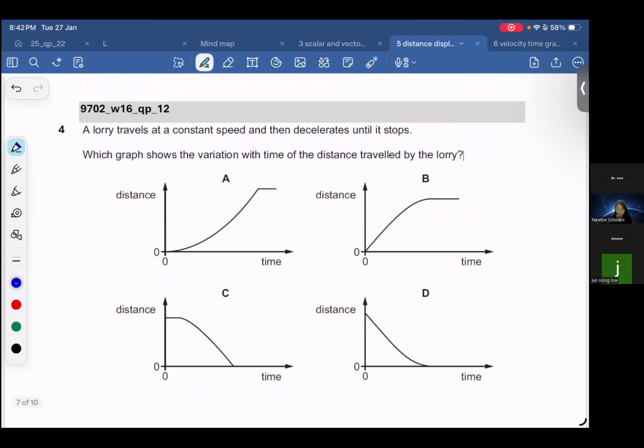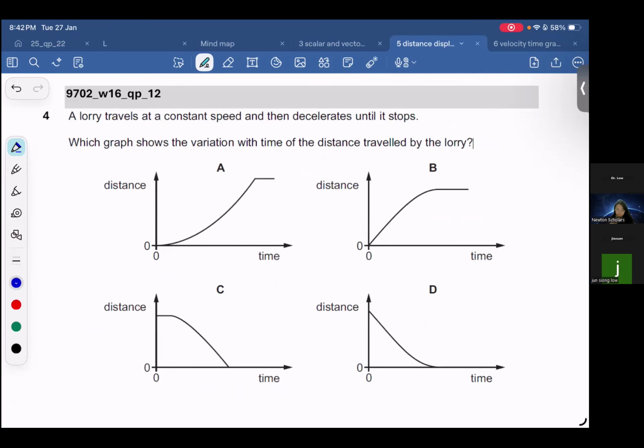Question number 4. Okay, can you try? At the start, constant speed. Then after that, decelerate. At the end, stop. 3 sections. Jiaxuan, correct. Good job. Because Junxiong has an internet problem, it's okay here.